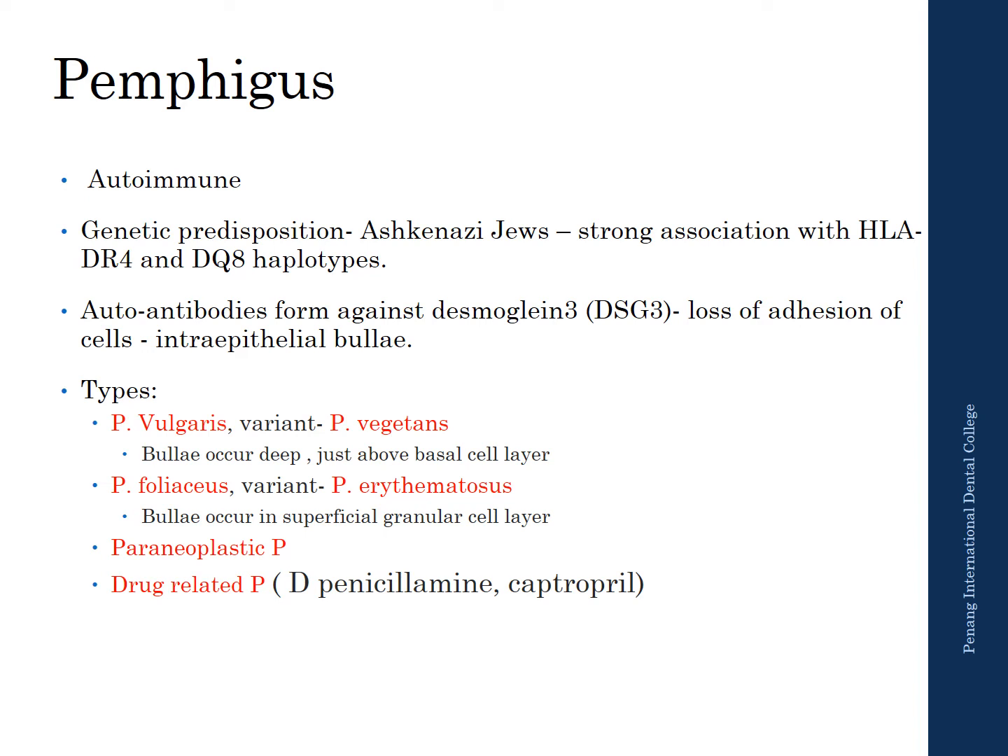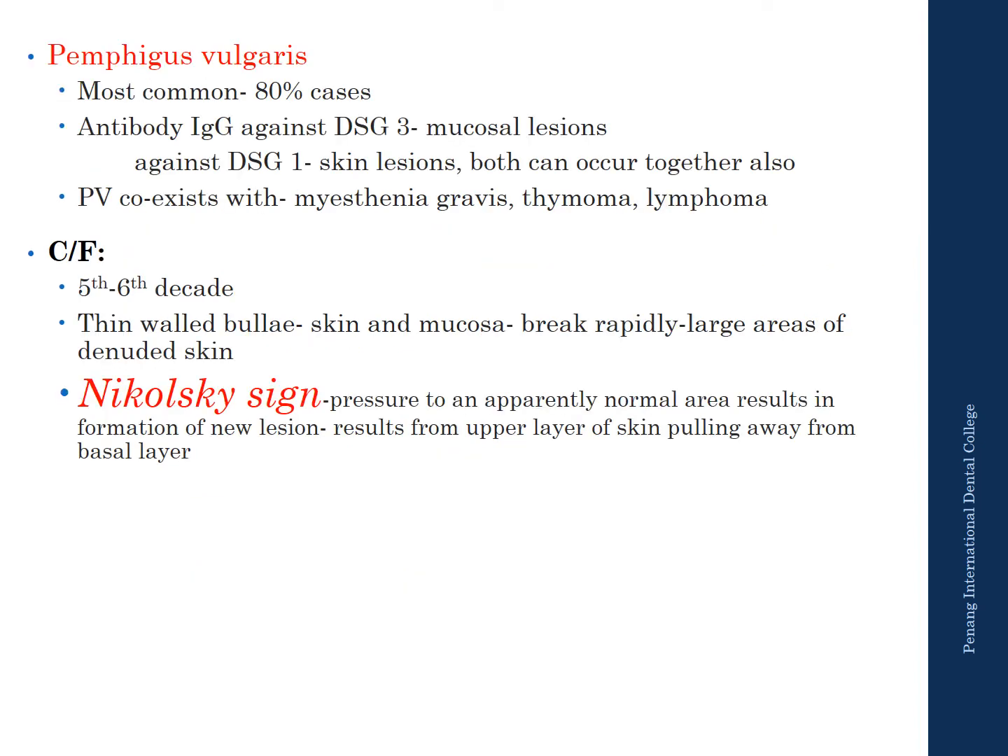The various types of pemphigus, the most common one being pemphigus vulgaris, which has a variant of pemphigus vegetans. The bullae occur deep and just above the basal cell layer. Pemphigus foliaceus and its variant pemphigus erythematosus have bullae which occur in the superficial granular cell layer. There are other variants such as paraneoplastic pemphigus and drug-related pemphigus, which is generally caused by penicillamine and captopril. Pemphigus vulgaris is the most common variant, with 80% of the cases falling under this category.